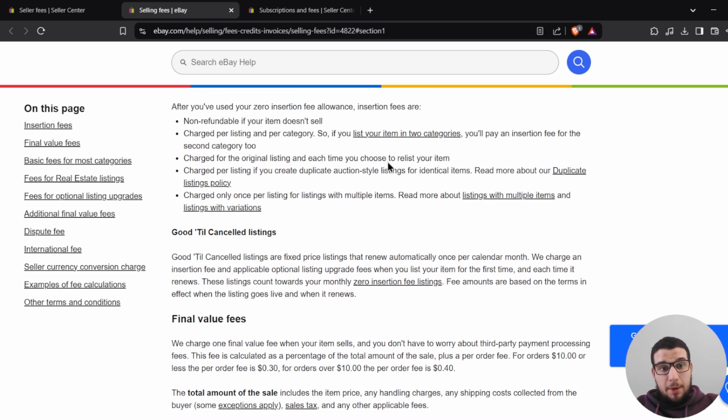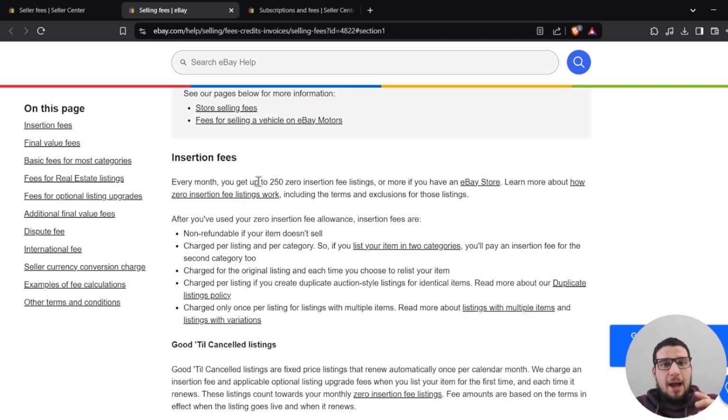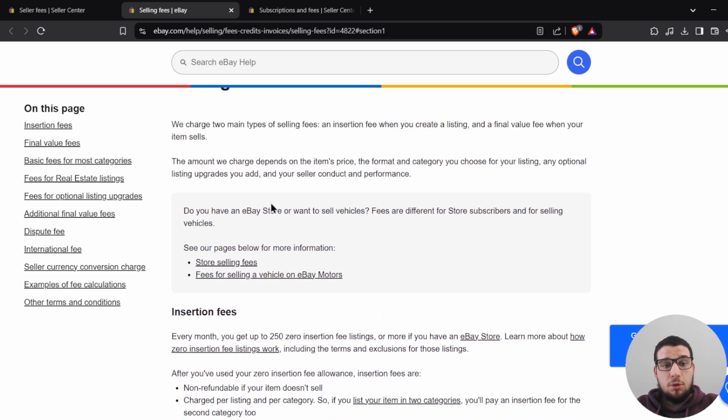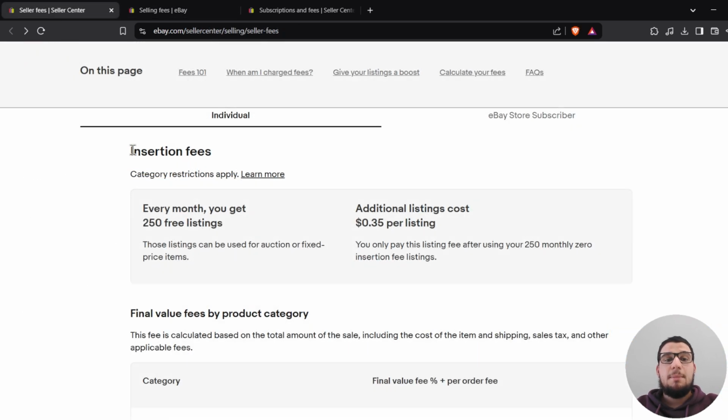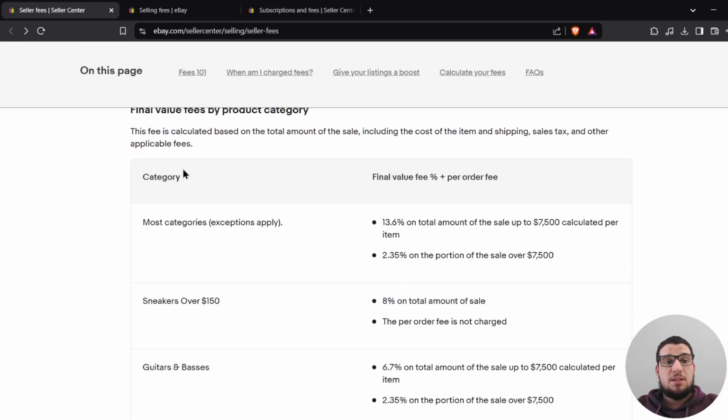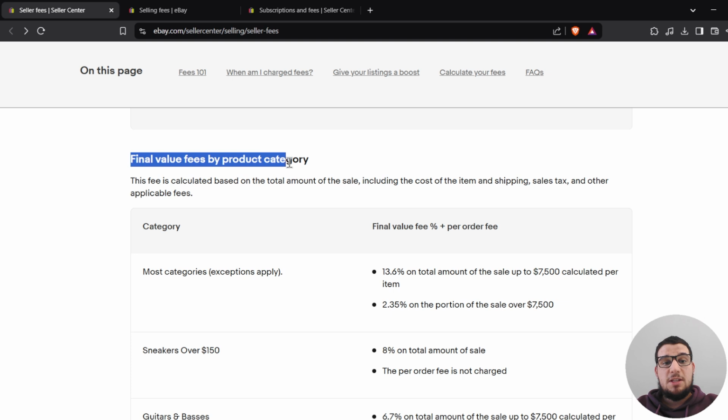So yeah, what I need you to know is you don't have to worry about this right now, only after you surpass this limit that you need to really understand what you are paying for. So keep that in mind. So let me give you an example of insertion fees. You can see right here, final value fees by product category. So you are charged different rates per the category that you are paying for.